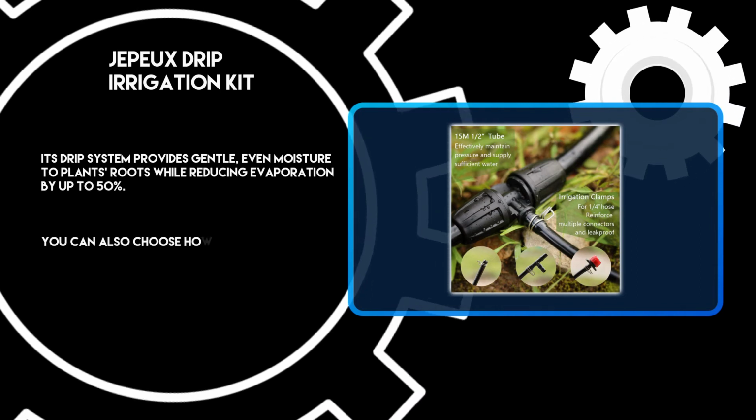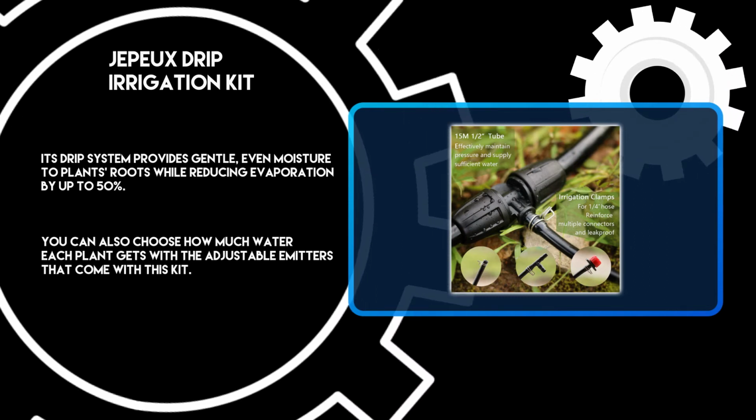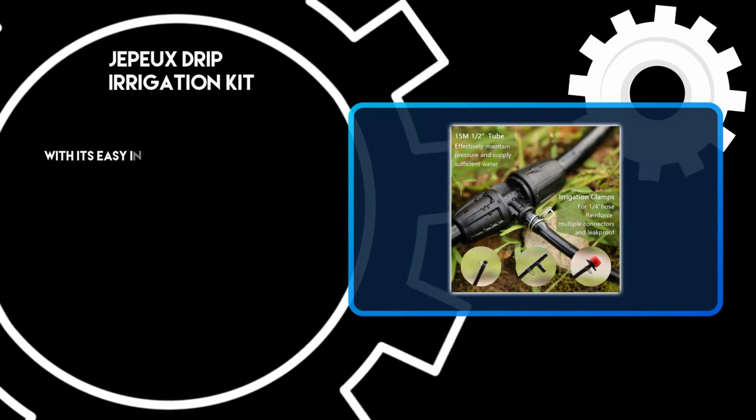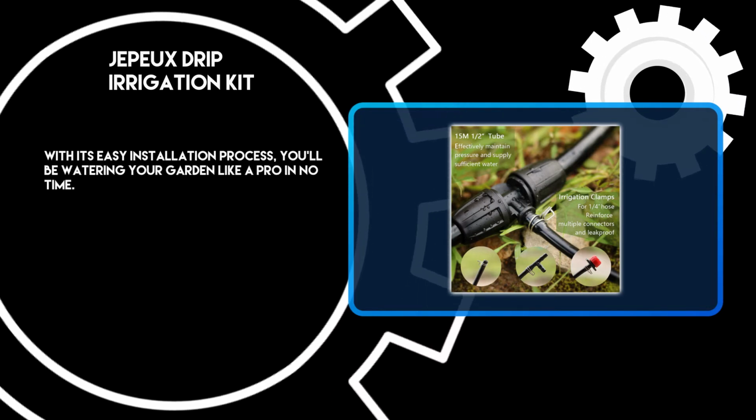You can also choose how much water each plant gets with the adjustable emitters that come with this kit. With its easy installation process, you'll be watering your garden like a pro in no time.